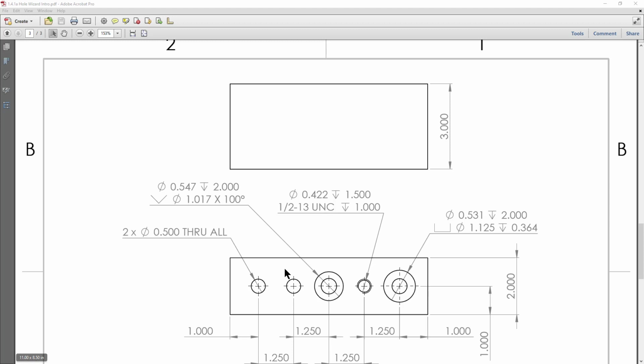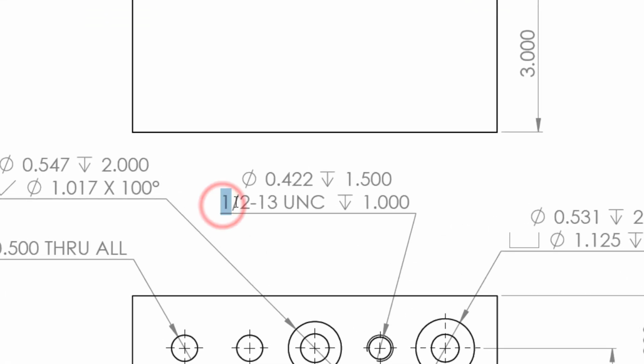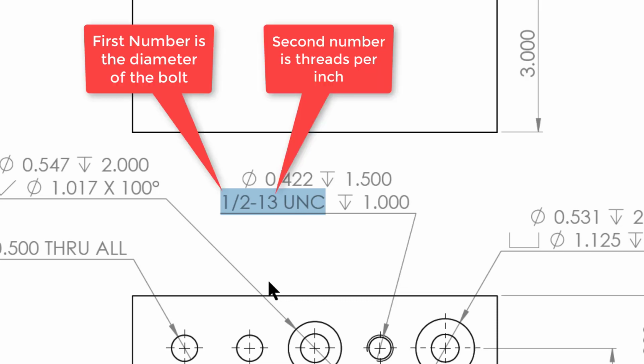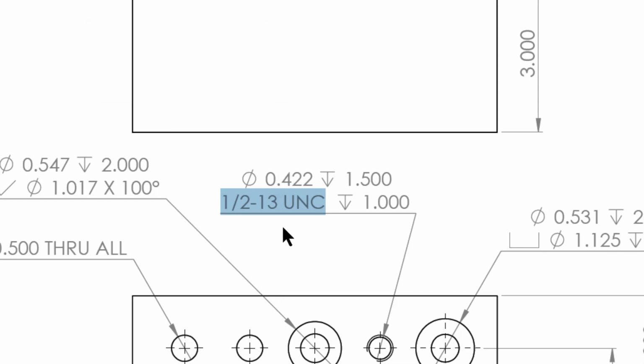Let's take a look at our fourth hole, which is a threaded hole, or a tapped hole. Now a tapped hole is defined by the size of the bolt that goes in it. And what you're going to see right here is a bolt name. We're going to learn quite a bit more about this, but that happens to be a 1/2 inch nominal bolt with 13 threads per inch. The UNC stands for Unified National Coarse. So the diameter of this bolt hole is 0.422. The depth is 1.5 inches. The threads go down 1 inch. That's information we're going to need for our hole.